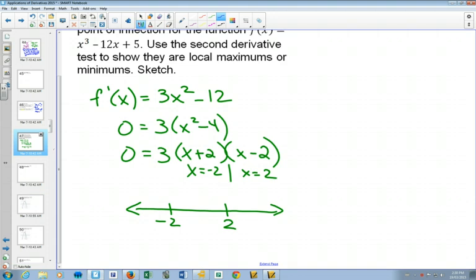With our second derivative, the derivative is 6x, so it's equal to 0 when x is 0.